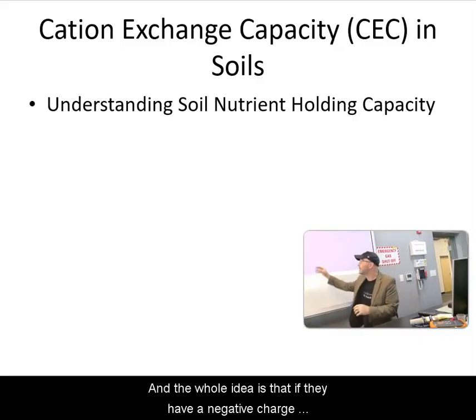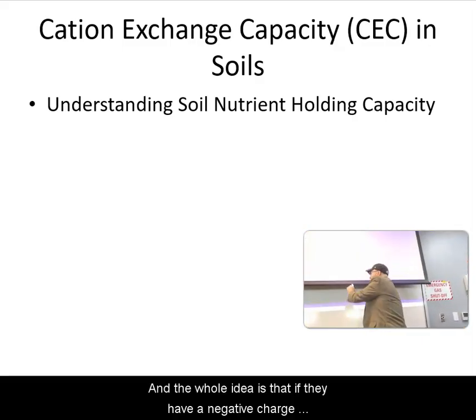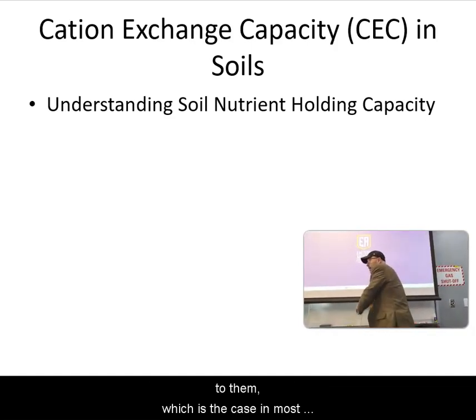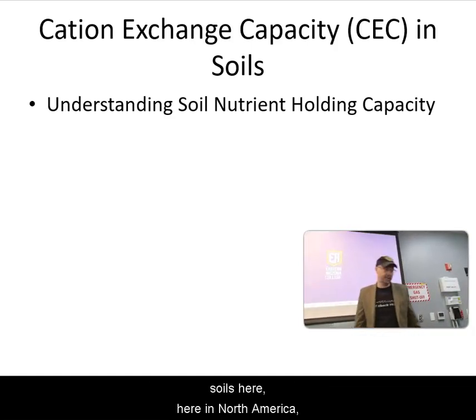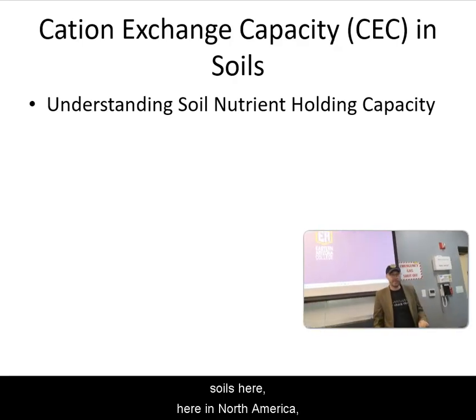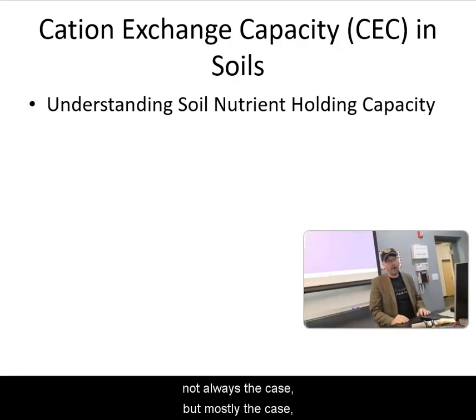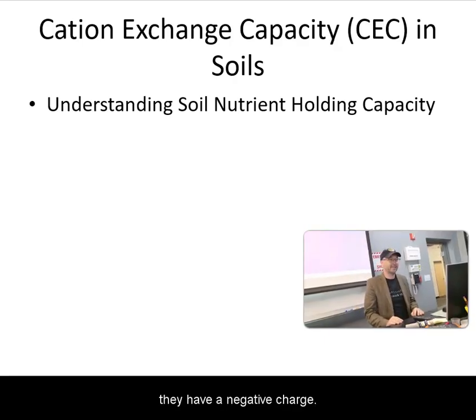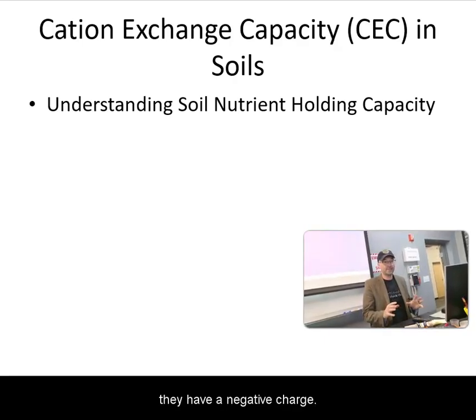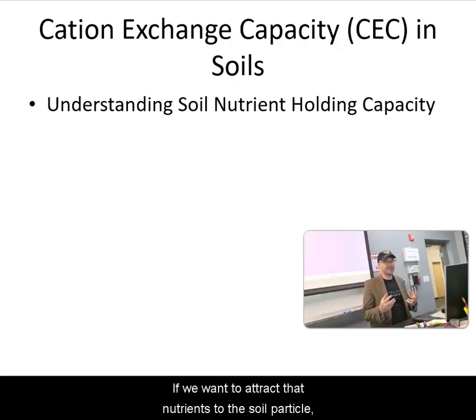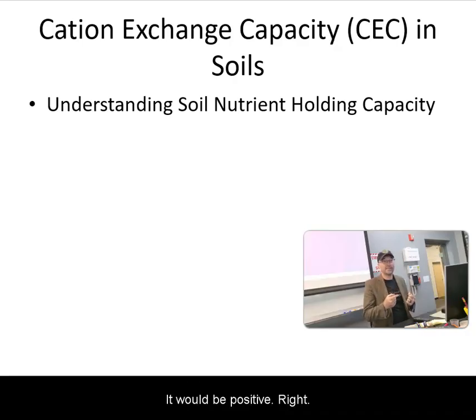Okay, and the whole idea is that if they have a negative charge to them, which is the case in most soils here in North America, not always the case, but mostly the case. They have a negative charge. What are we hoping for nutrients if we want to attract that nutrients to the soil particle? What kind of charge would nutrients have? Positive. It would be positive, right?